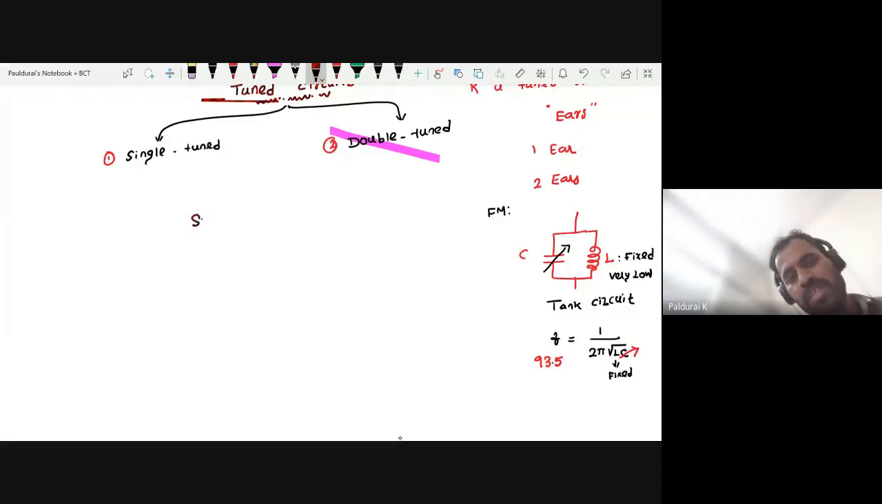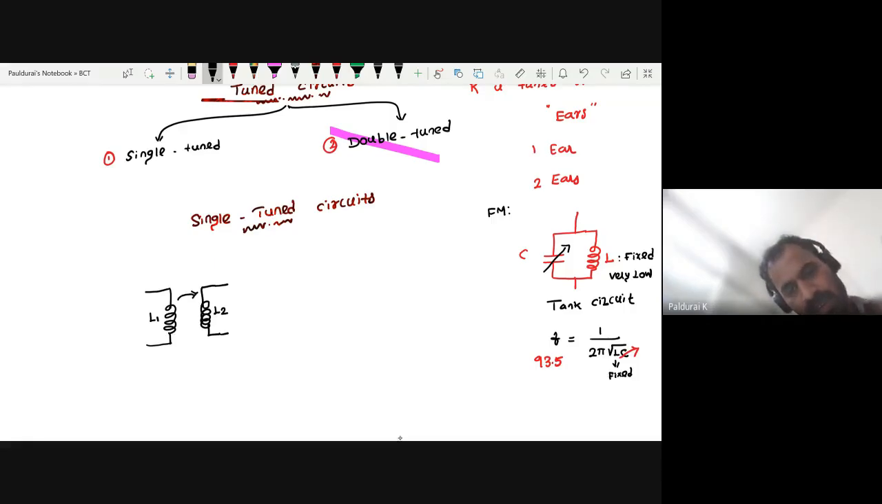So let me put the heading single tuned circuits. Okay. So this is in coupled coils. So how to sketch the circuit diagram? Take two inductors. Just to couple these two inductors, take this one inductor as L1, this one inductor as L2, and make a wireless connection. It's nothing but coupling, right? So this coupling is my mutual inductance M.